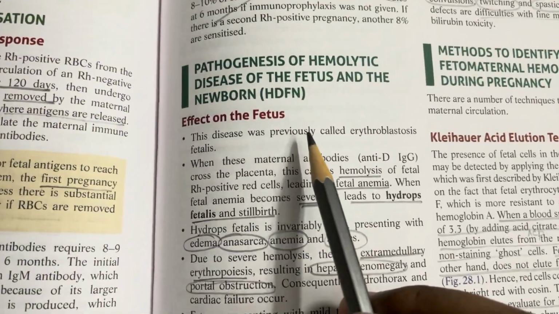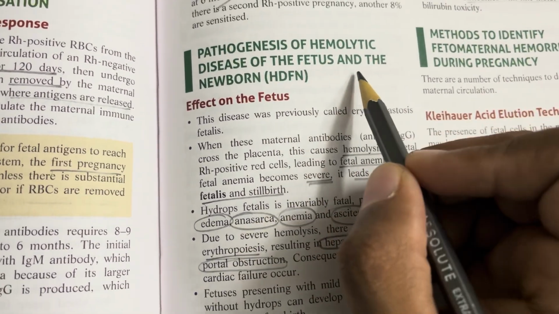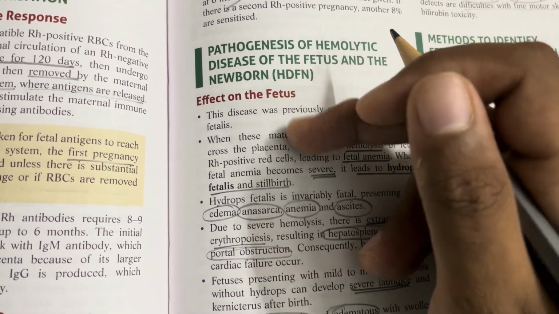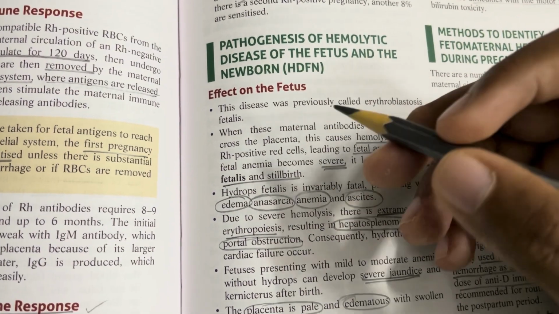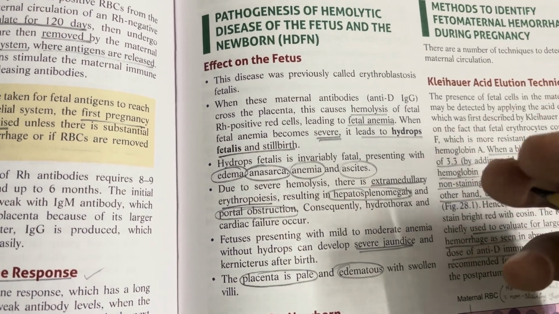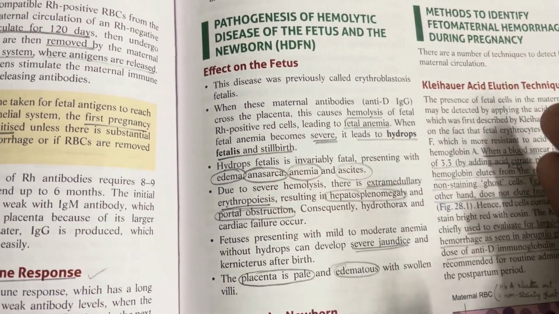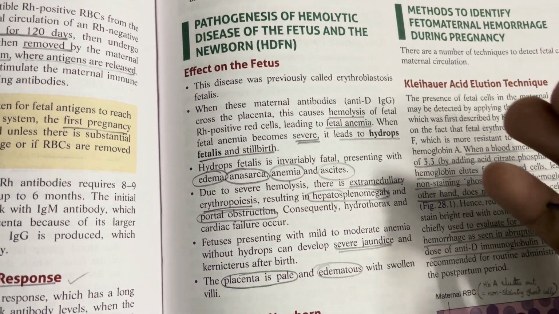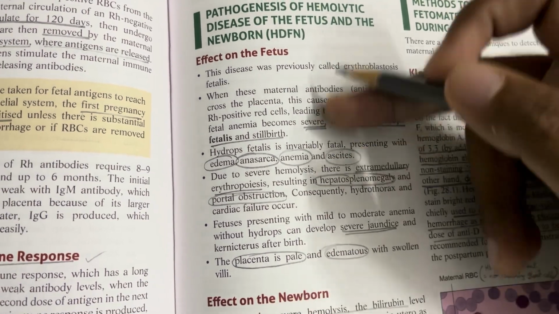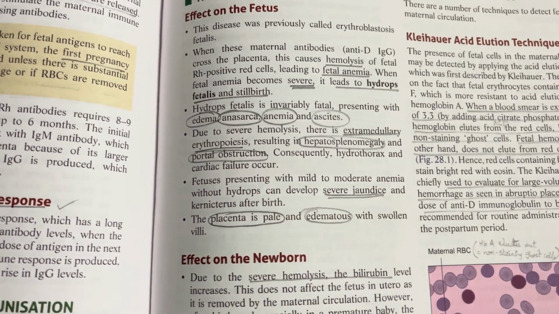Moving on to the pathogenesis of hemolytic disease of the fetus and newborn. What are the effects on the fetus? You will have hemolysis happening, so because of hemolysis you can have jaundice. Because of hemolytic anemia, you can have severe anemia, and this causes stress on the heart, so that can lead to hydrops fetalis. Then, because of severe hemolysis, to compensate, the bone marrow and the liver perform hematopoiesis, so erythropoiesis. This causes hepatosplenomegaly and erythroblastosis fetalis.